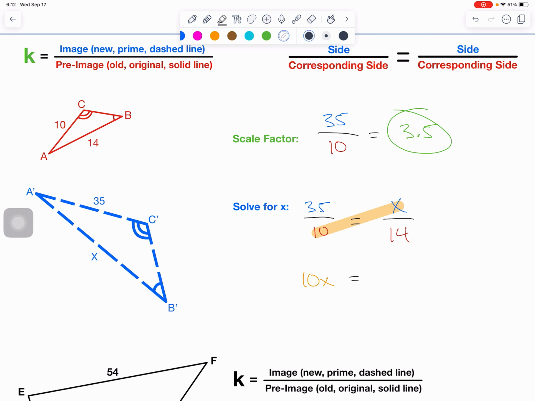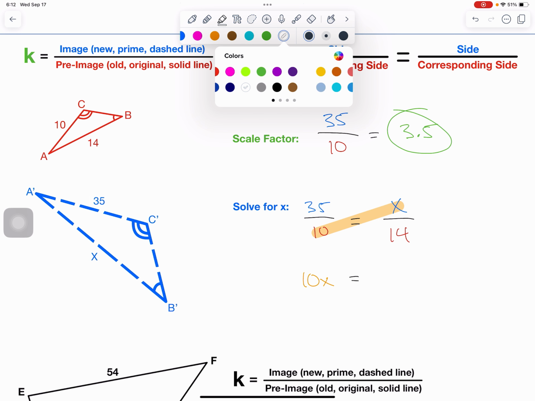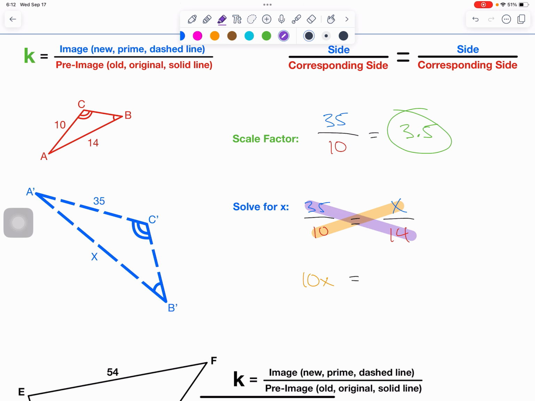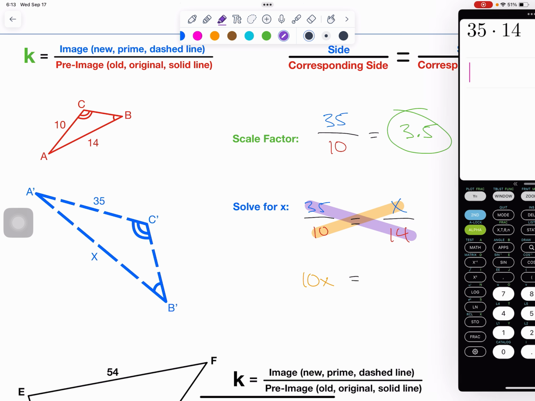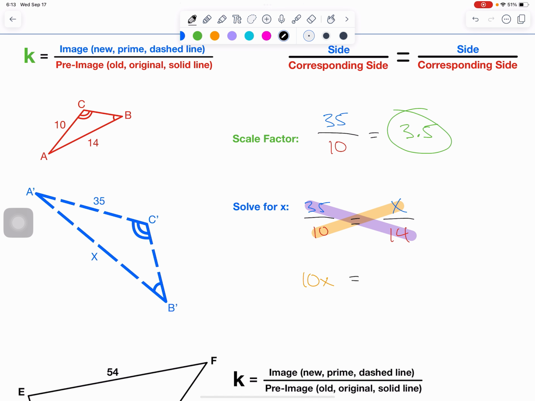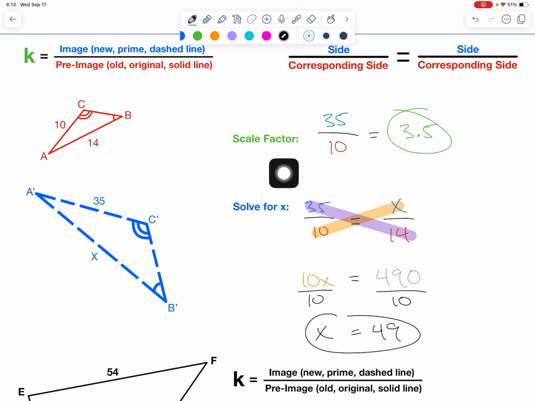We will set that equal to, again, we cross multiply. Trying to get to my highlighter in light purple. There it is, beautiful. 35 times 14, we'll go ahead and put that in. What does that equal? 490, great job. And from here, our last step will be to divide each side by 10, giving us x equals 49. All right, so we solved for x. Yes, we did. And we also found the scale factor of 3.5.